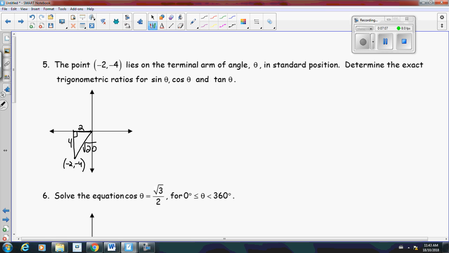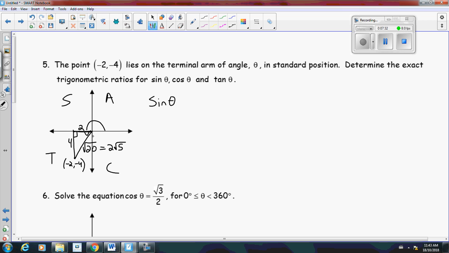It asks for exact values, so I'm not going to punch this in and find a decimal. I'm going to leave it as the square root of 20, or you should know how to reduce your radicals to be 2 root 5. If you don't remember how to do that, make sure you come and see me. So now I'm ready to start coming up with my ratios. Again, I need to remember what's positive where.